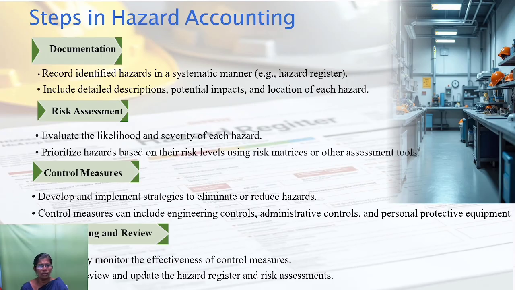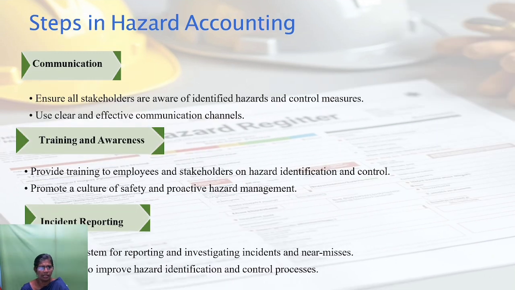Third step is control measures. Then we have to take steps for controlling, reducing or eliminating the hazards. It includes engineering controls, administrative controls, and personal protective equipment, that is PPE. The next step is monitoring and review. After applying the control measures, we have to monitor them and review the control measures for their effectiveness, and we have to update the hazard register and risk assessments.